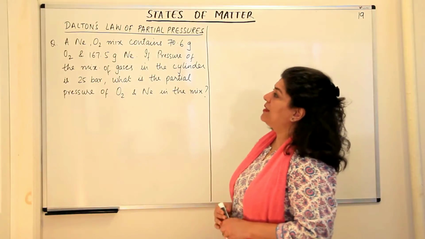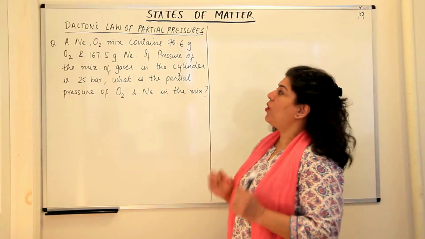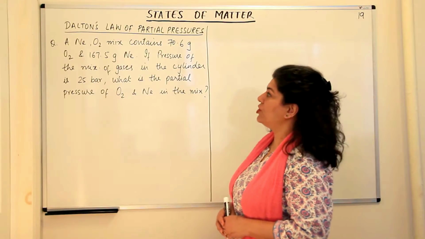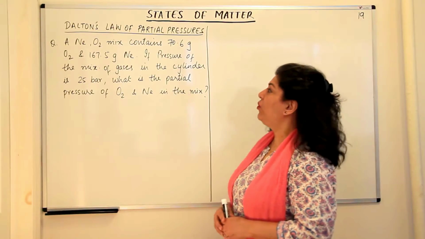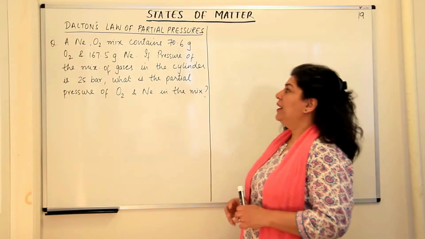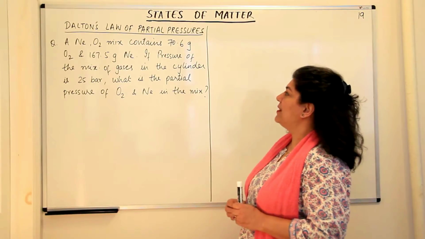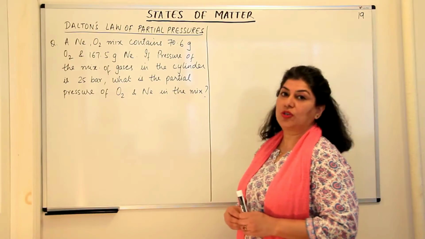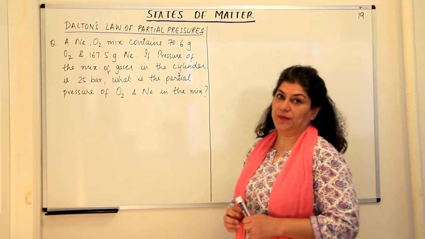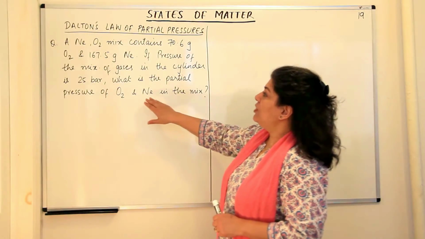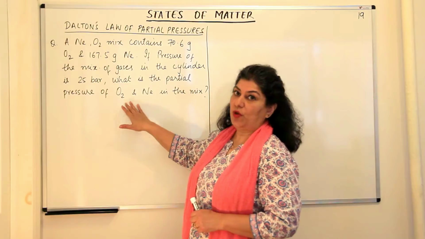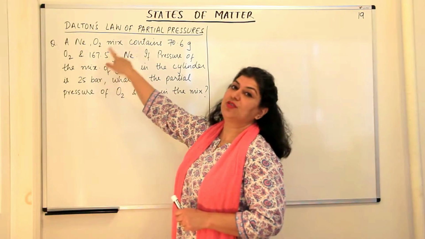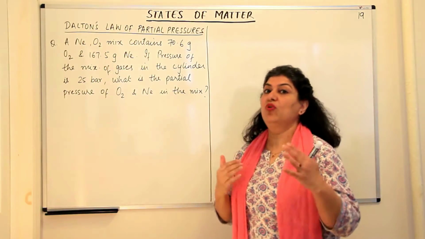The numerical reads that a neon oxygen mixture contains 70.6 grams of oxygen and 167.5 grams of neon. If pressure of the mixture of gases in the cylinder is 25 bar, what is the partial pressure of oxygen and neon in the mixture? So now we are talking of partial pressure of the two gases, and he has given us the masses of the gases, so we can calculate the mole fraction.